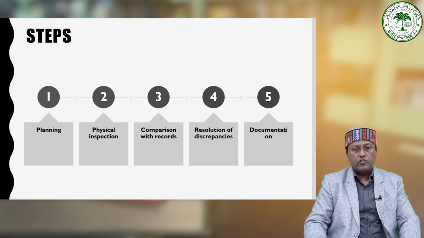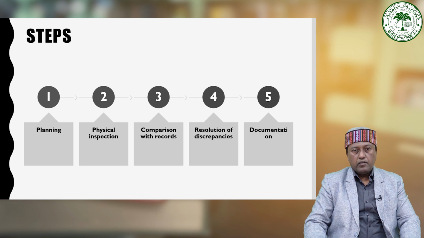Second step is physical inspection. The library staff physically inspects the shelves, stacks, and other storage areas to verify the presence and condition of each item in the collection. This may involve scanning barcodes, checking call numbers, or manually counting items.